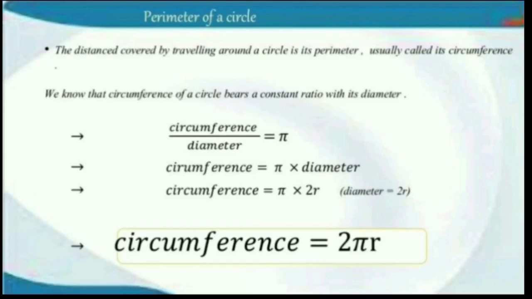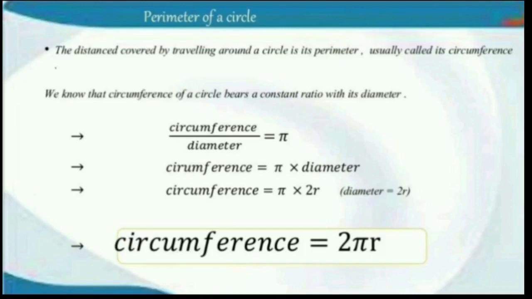You have studied the perimeter of a circle in your earlier classes. The distance covered by traveling once around a circle is called its circumference. We know that the ratio of circumference and the diameter of a circle is a constant value. That constant value is almost equal to 3.14 or 22 by 7. This constant ratio is denoted by the Greek letter pi.